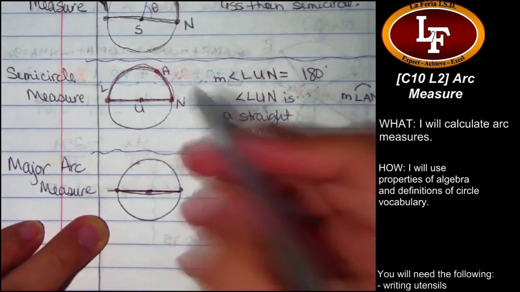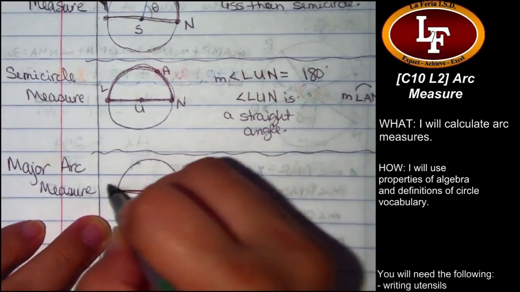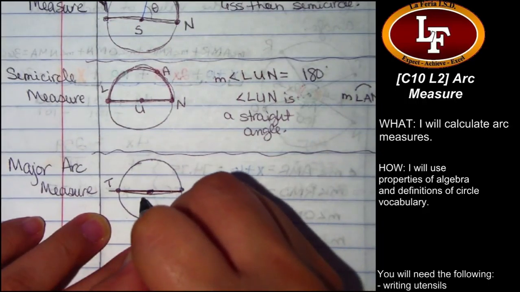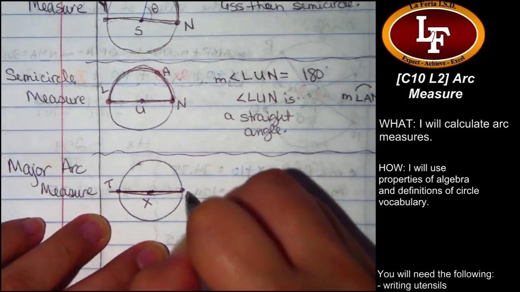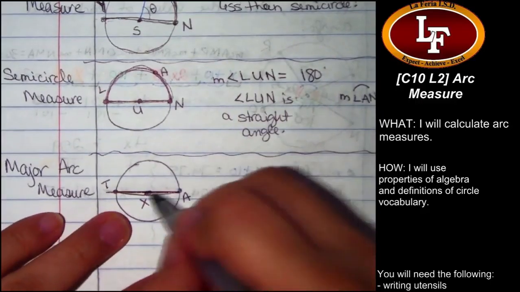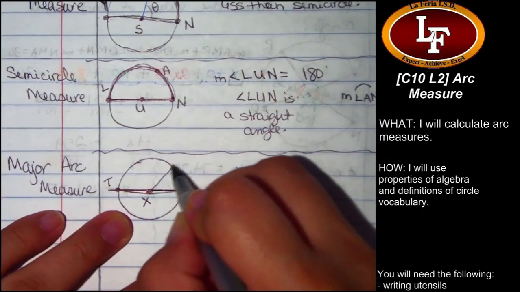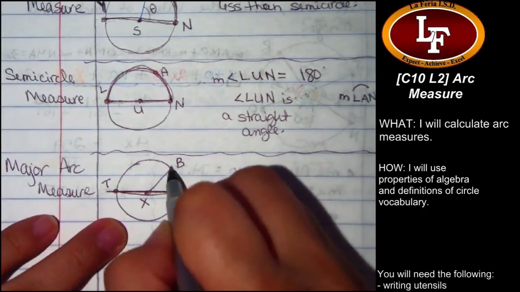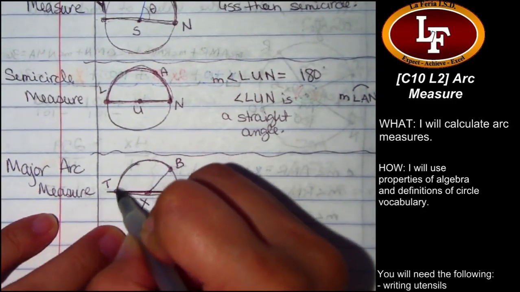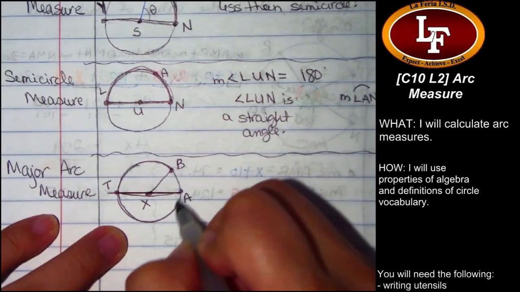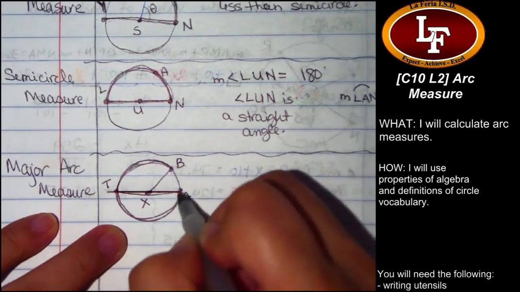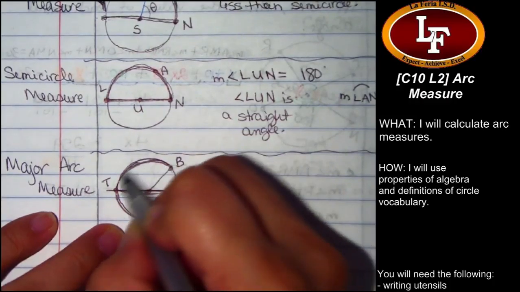So if I had this circle with some sort of diameter, and I put in some letters here, this major arc that goes from B, faces all the way around past T and then back up to A. Notice how this arc right here is definitely way bigger than a semicircle.